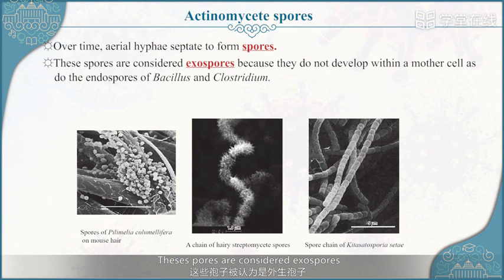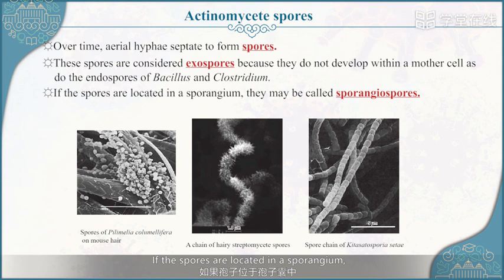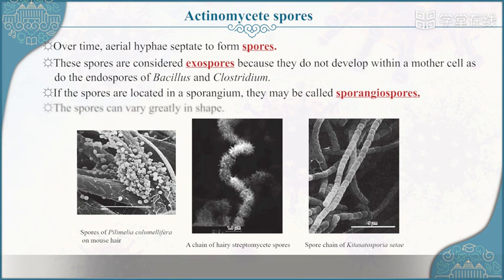These spores are considered exospores because they don't develop within a mother cell as do the endospores of Bacillus and Clostridium. If the spores are located in a sporangium, they may be called sporangiospores. The spores can vary greatly in shape.